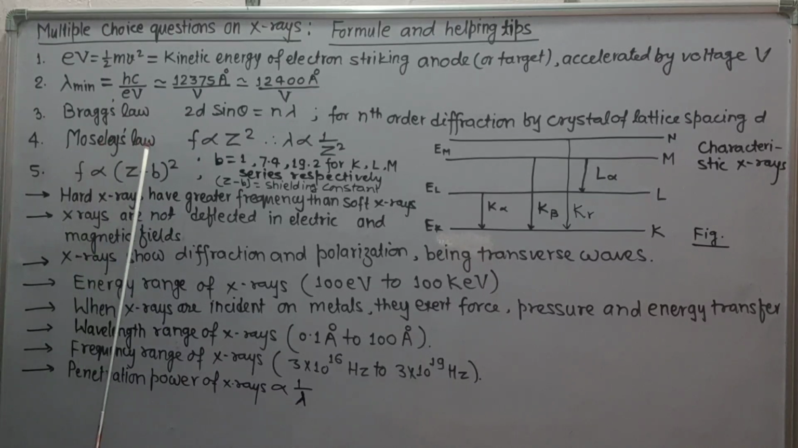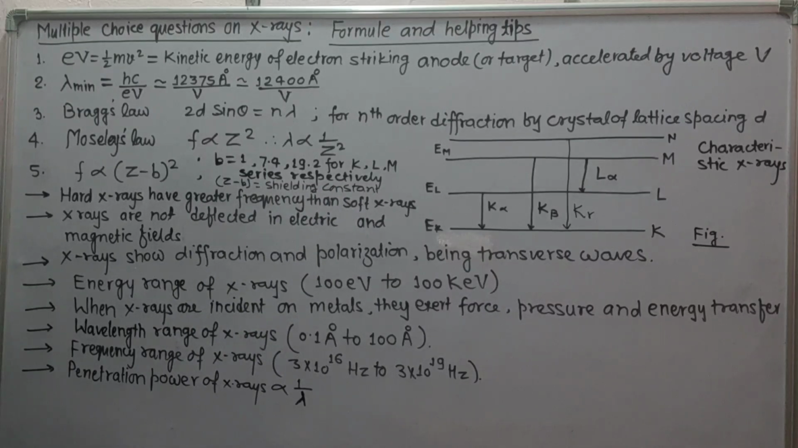Next, Moseley's law, frequency of X-rays is directly proportional to the square of atomic number. So, f is directly proportional to Z square and hence lambda will be inversely proportional to Z square. If b is screening constant, then Moseley's law becomes f directly proportional to (Z minus b) square, where Z minus b is called shielding constant.